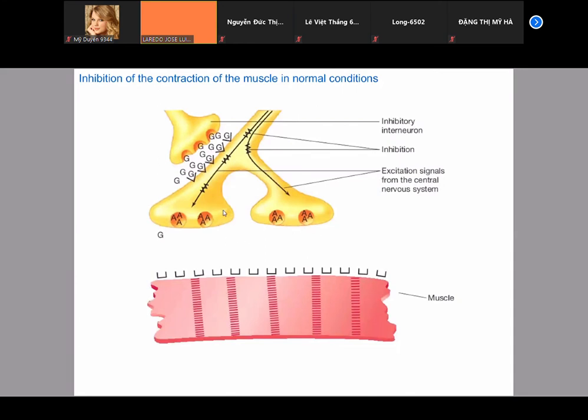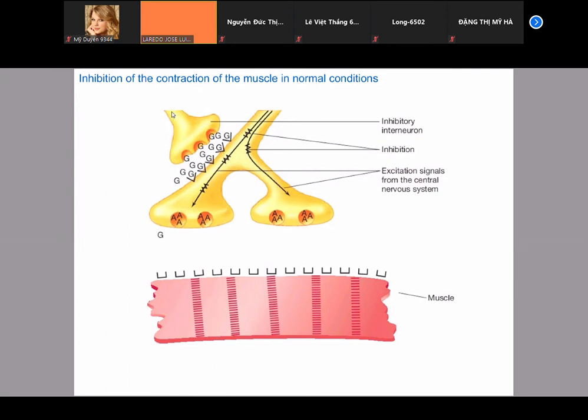I told you before that the contraction of the muscles is possible because acetylcholine is released from the motor neurons and it binds receptors in the muscles, so the muscle contracts. When the muscle is contracted, later the muscle must be relaxed. And how is that possible?